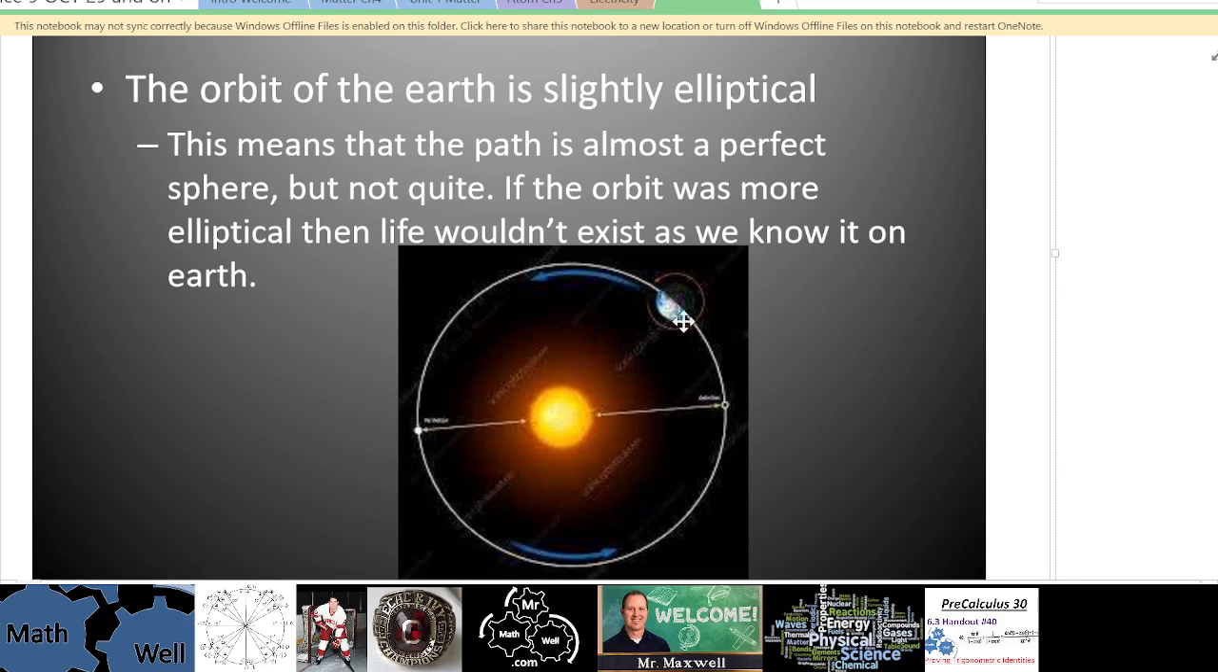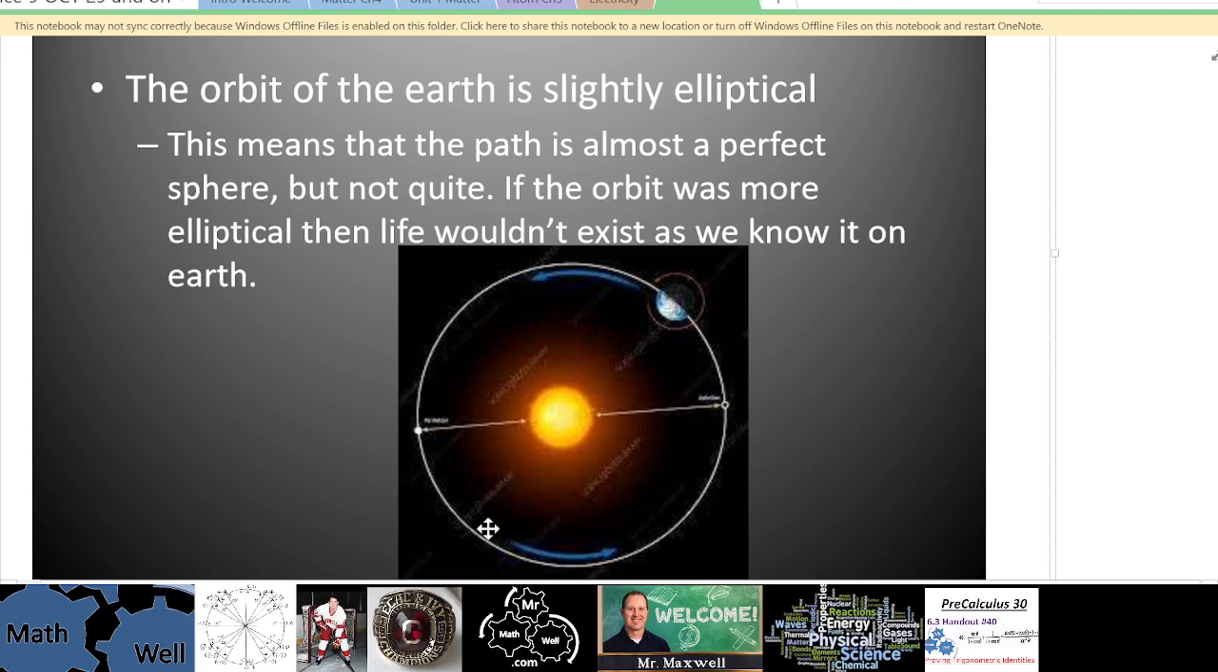But it's slightly elliptical, and the sun is not directly in the center. It's not in the very middle. The sun is off-centered just a little bit. How do we find this out? Just different calculations, throughout the year, measurements that they can do with telescopic equipment and things like that. So the Earth is a little bit further away from the sun at certain times of the year than others. The path is almost a perfect circle, but not quite. If the orbit was more elliptical, then life wouldn't exist as we know it on Earth.